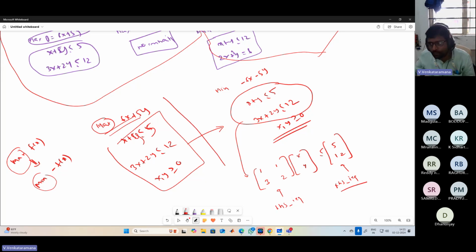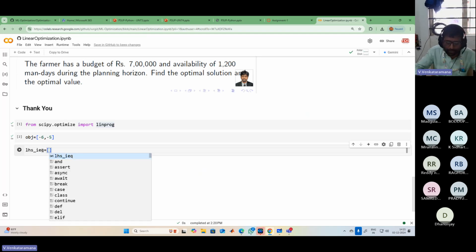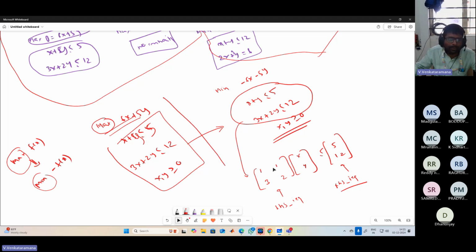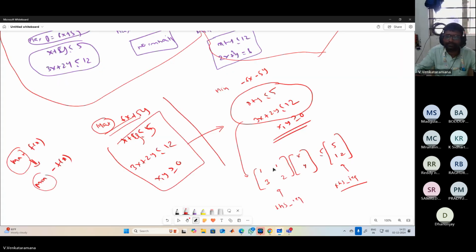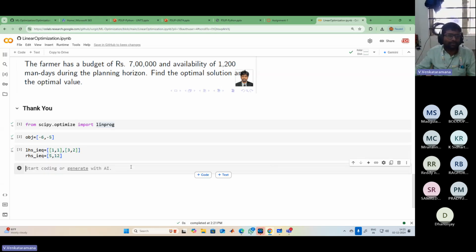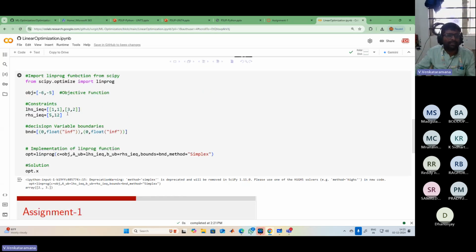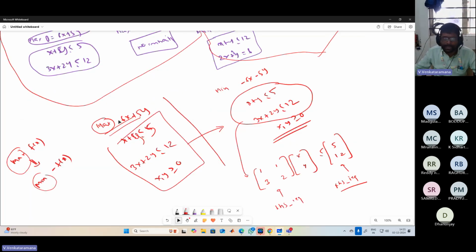So we have to pass these two values. How do we pass them? For the left-hand side of the inequality constraints, what is the first row? 1 comma 1. And the second row? 3 comma 2. Similarly, what is the right-hand side of the inequality constraints? 5 and 12. So 5 comma 12. Okay, that's also completed. So we have the left-hand side and right-hand side, and we have the objective function readily available.